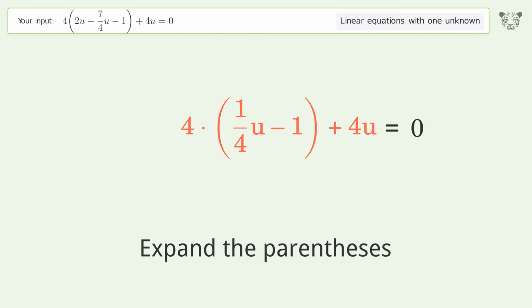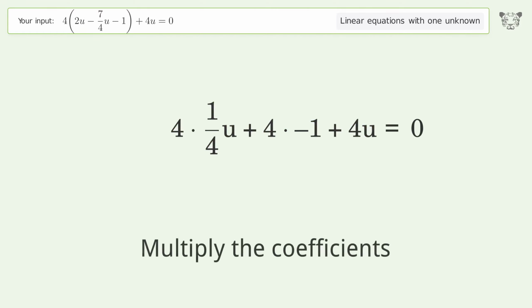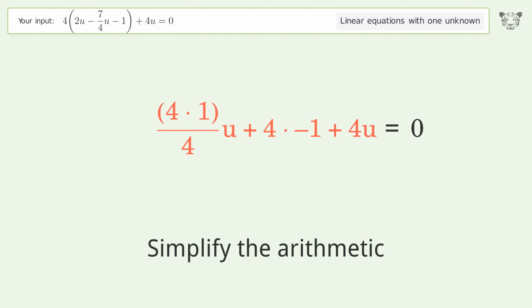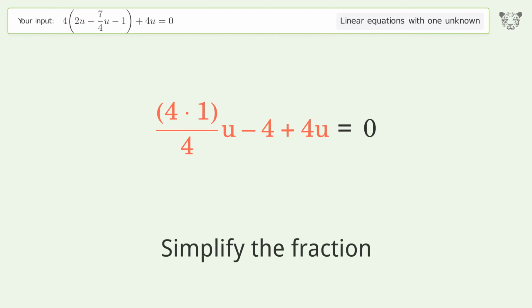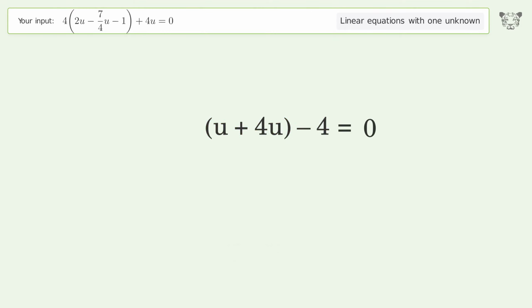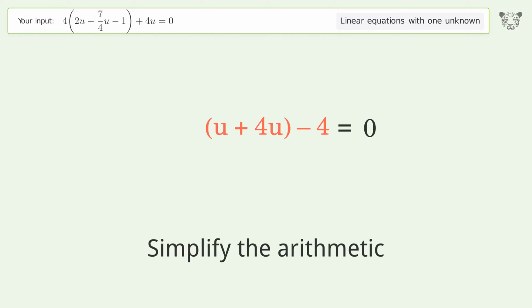Expand the parentheses. Multiply the coefficients. Simplify the arithmetic. Simplify the fraction. Group like terms. Simplify the arithmetic.